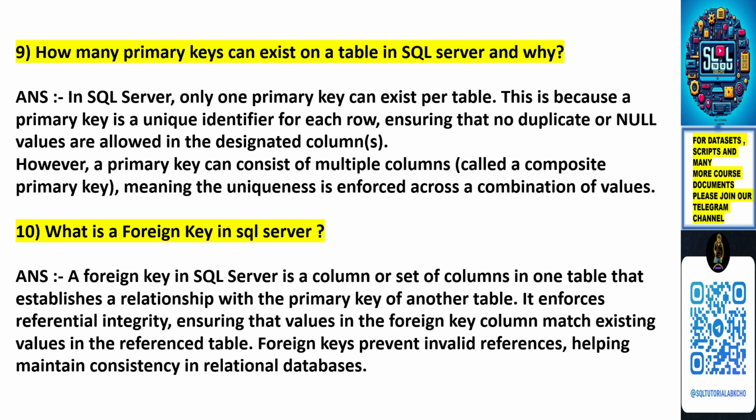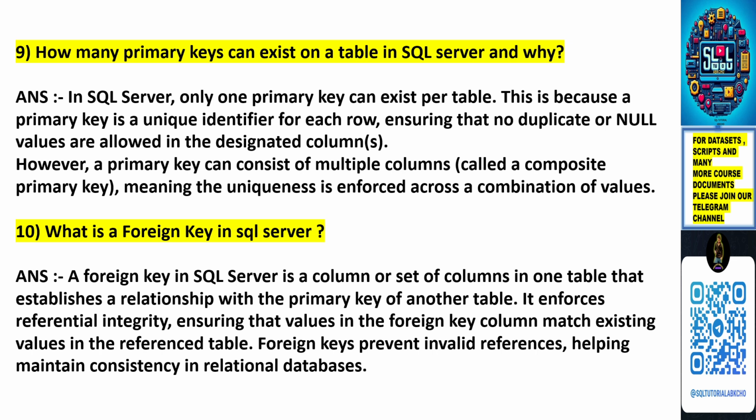However, a primary key can consist of multiple columns, called a composite primary key, meaning the uniqueness is enforced across a combination of values. So basically, in a composite primary key, you are taking multiple columns and considering them together as a primary key, but the primary key is single only, not multiple primary keys you are creating. You are considering multiple columns to make that particular combination unique for creating the primary key. Okay, so only a single primary key is allowed in a table in SQL Server.